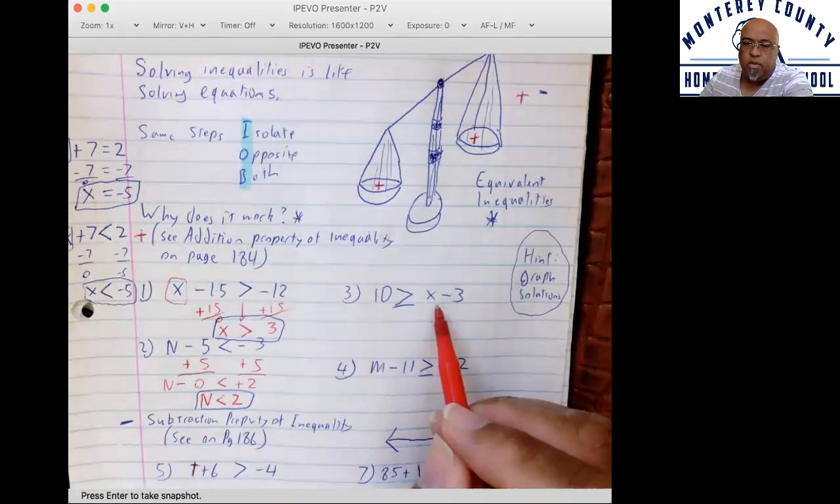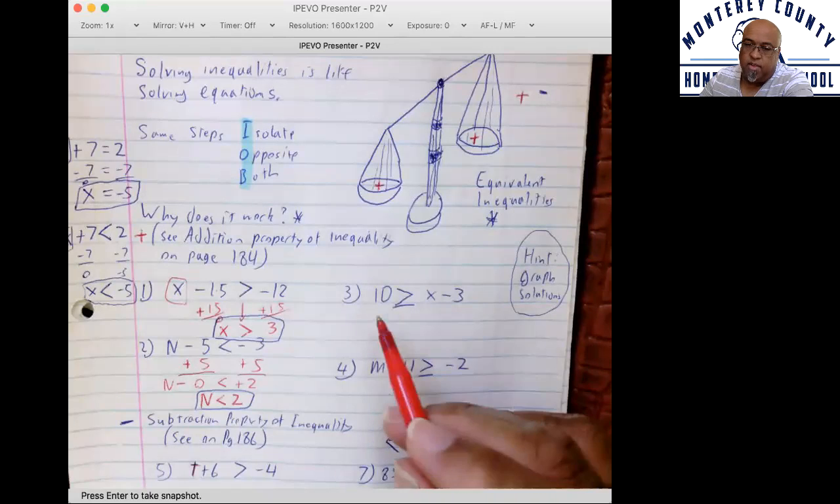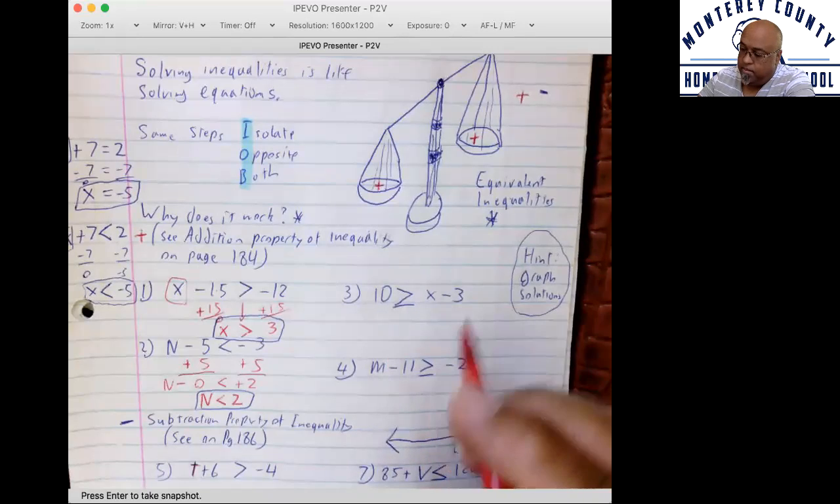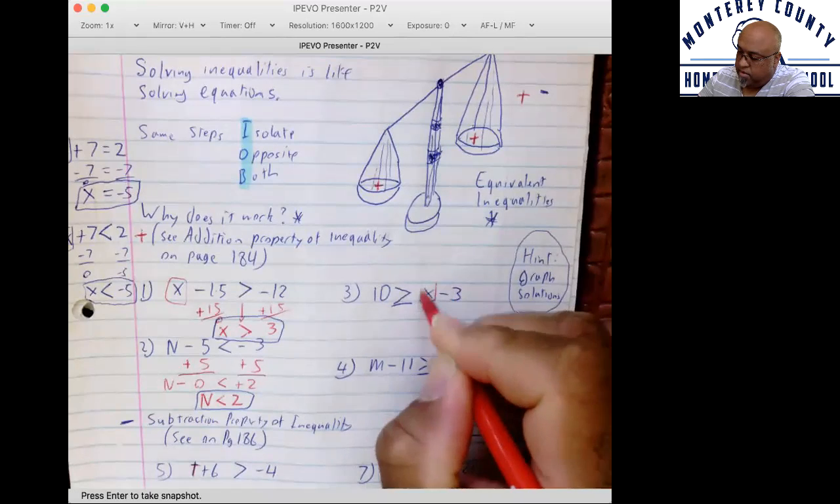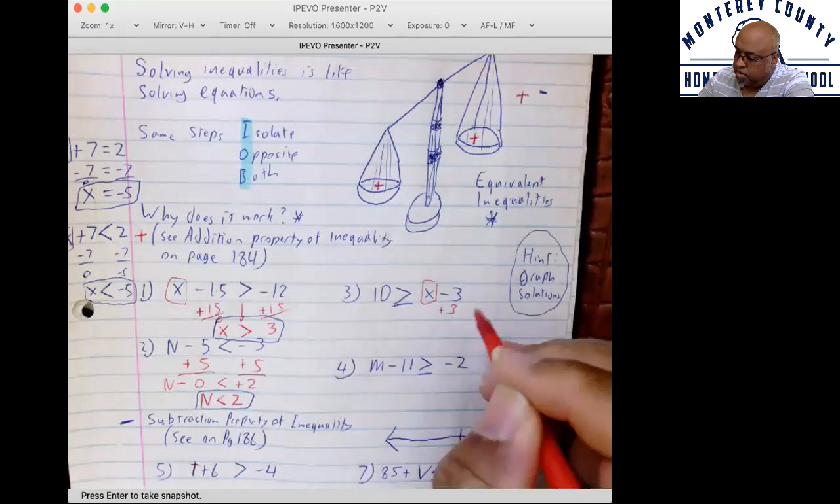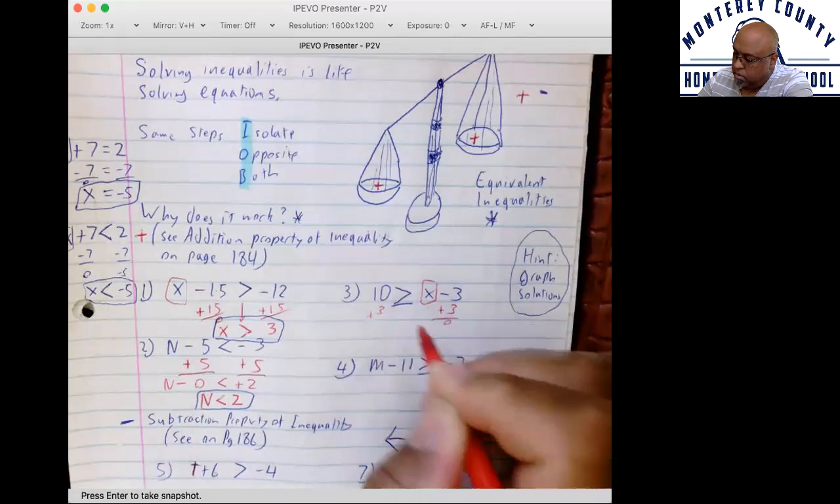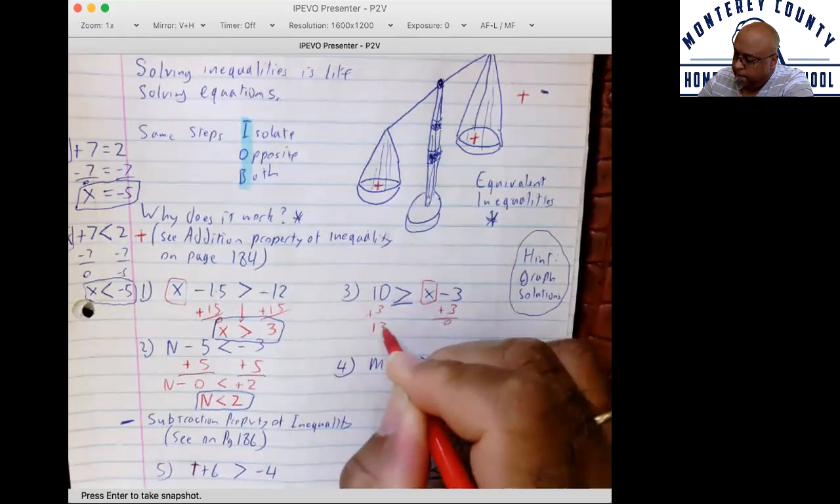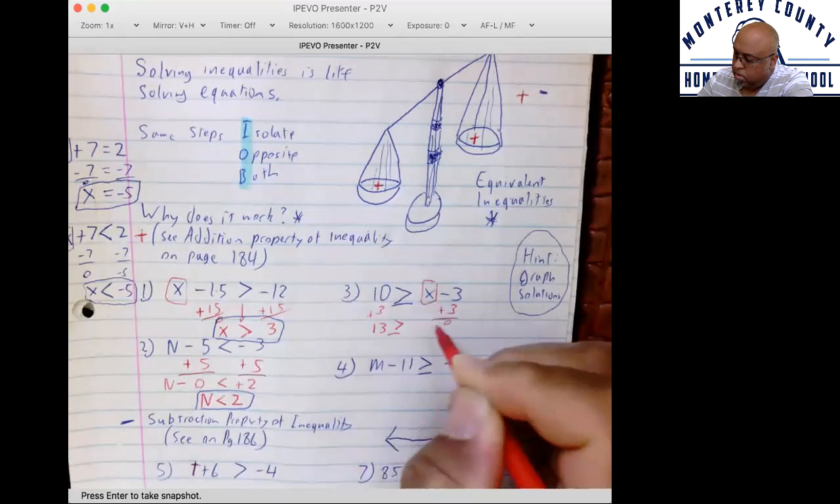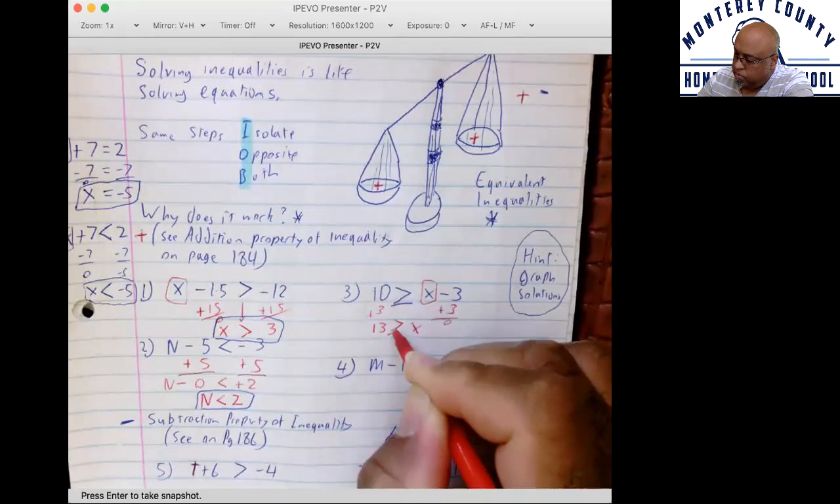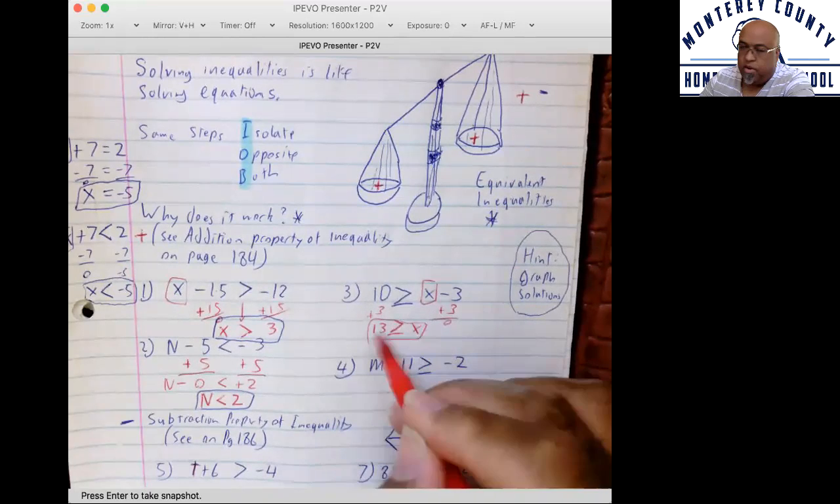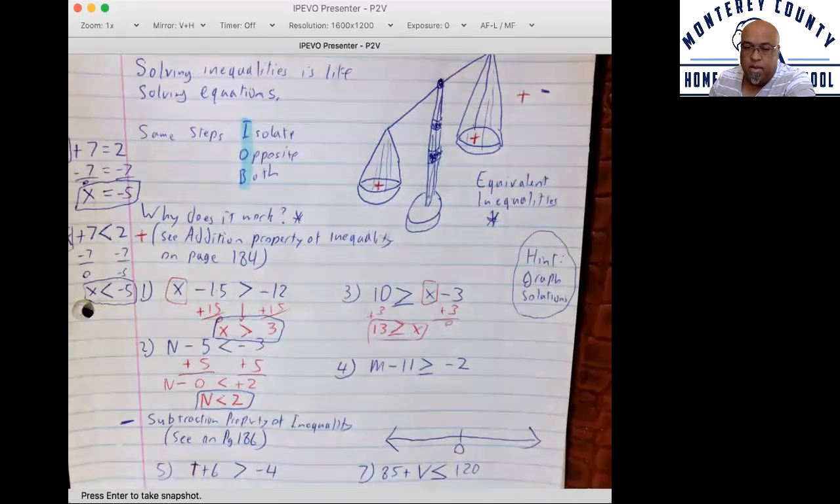My variable is on the right side of the inequality. Now, I don't necessarily like that, but I'm going to go with it, okay? In standard form, the variable is usually written to the left and the constants are to the right, but I'm going to go with it. So, isolate the variable by opposite operation to both sides of the inequality. So now, my answer is 13 is greater than or equal to x.